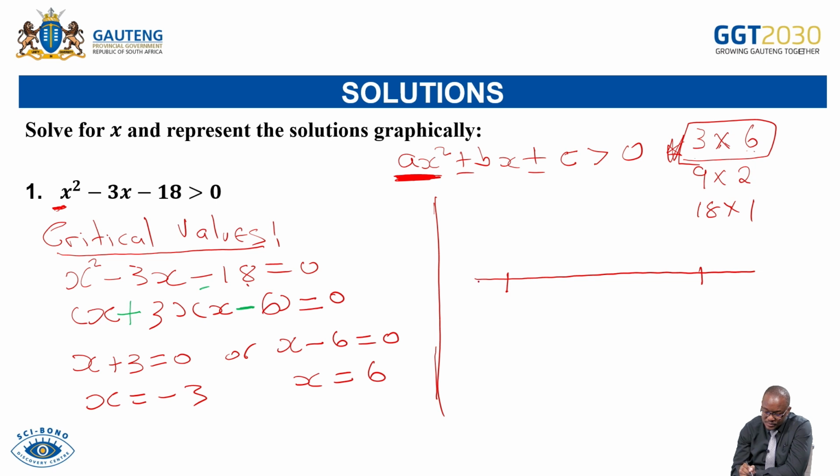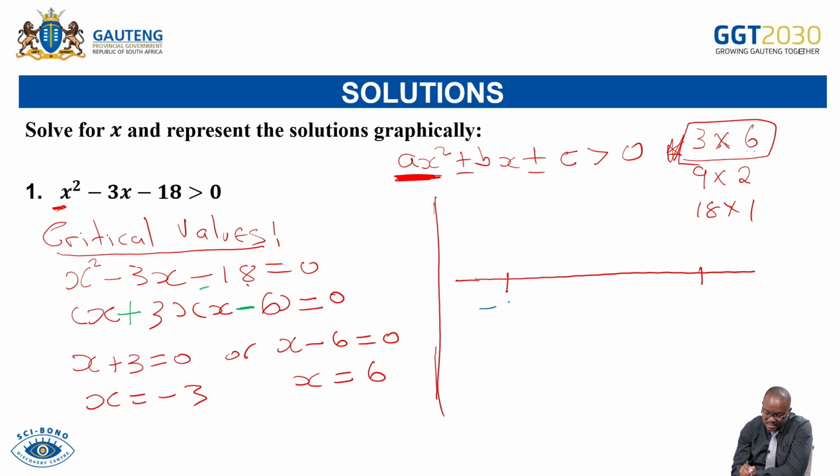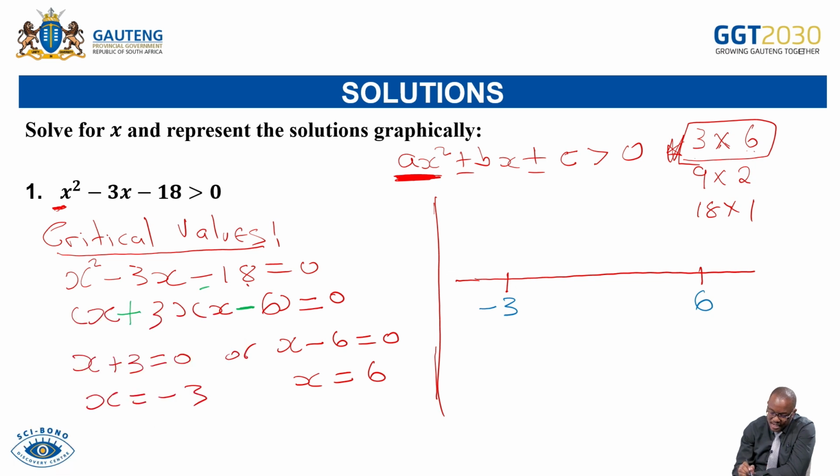We must represent the solution on a number line. Looking at our number line, we have negative 3 and 6. Always make sure that the smallest number comes on your left and the bigger number on your right. The technique that all learners must know is that the minute you have the two critical values, you can simply put your x in the middle.